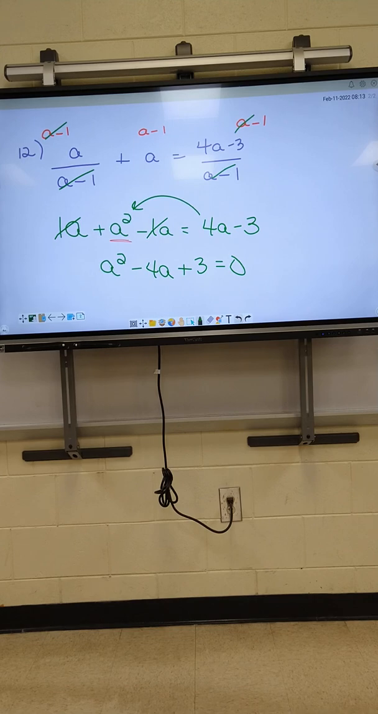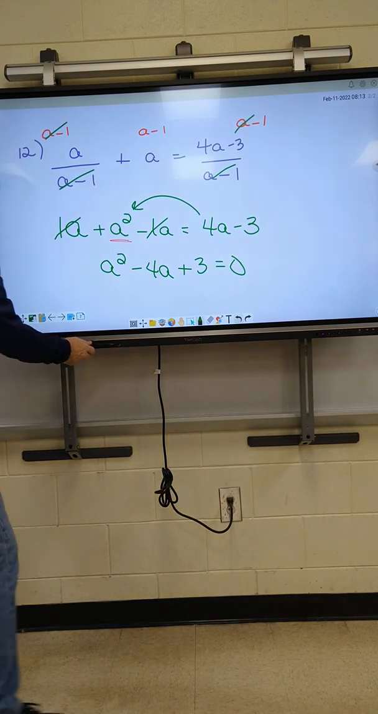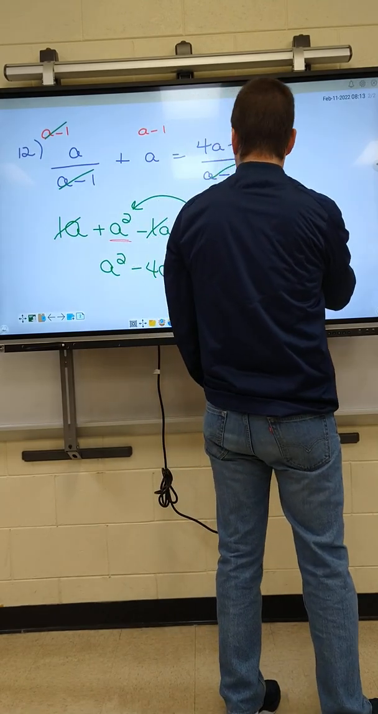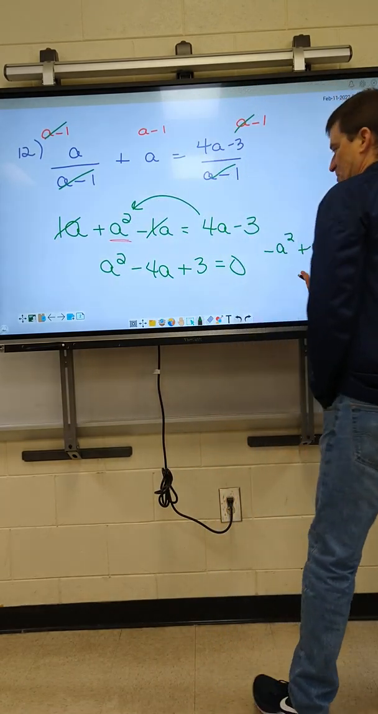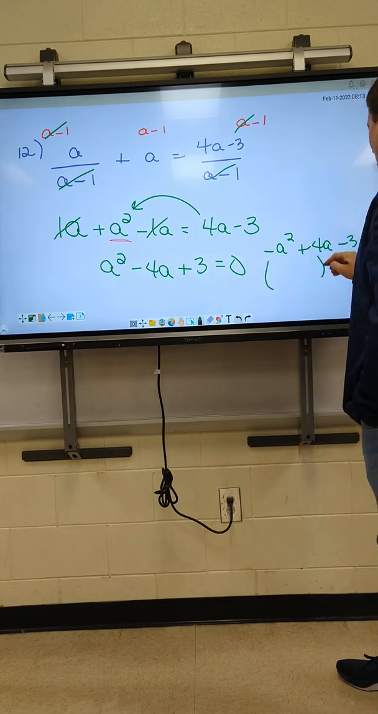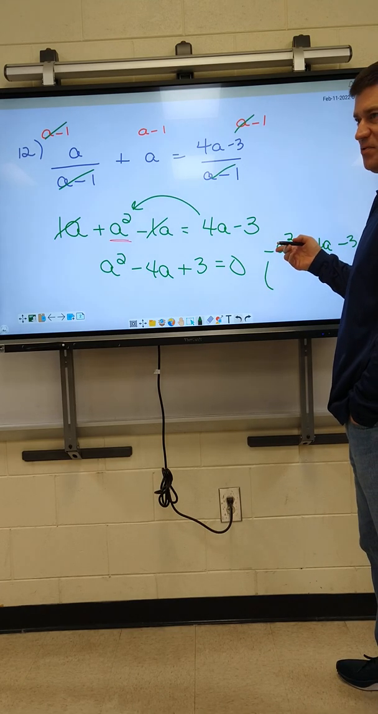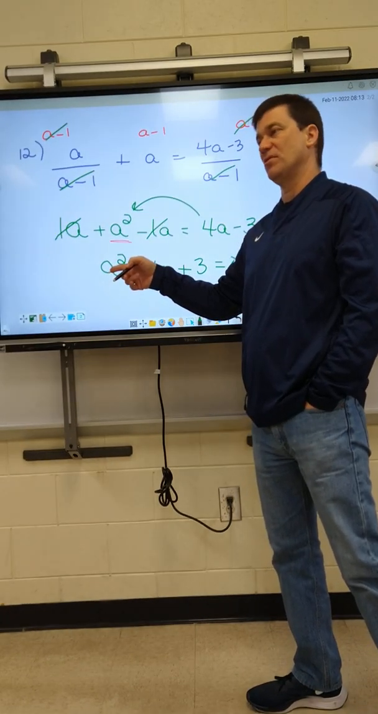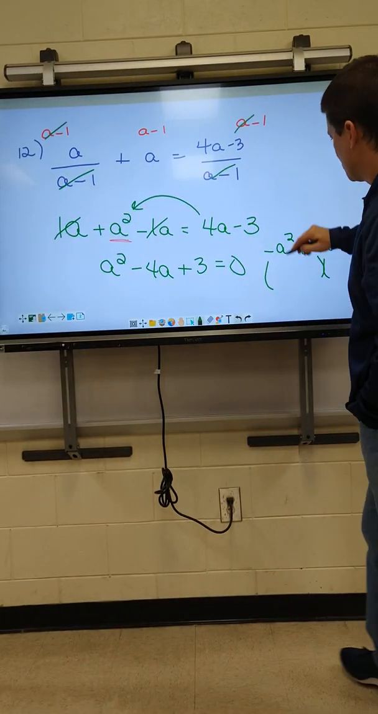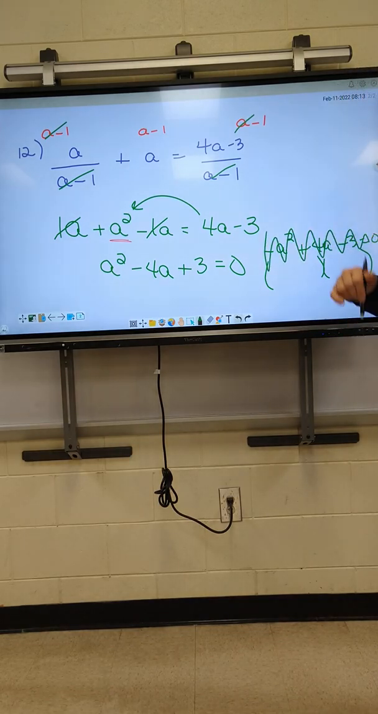Either quadratic formula or factor. Does it matter which way you take it? Couldn't you move a squared to the other side? You could, and if you did, it's going to look like this: negative a squared plus 4a minus 3. But here's the problem with that. If you're going to factor that, I've never made y'all factor anything with a negative a squared in the front. So I'm always going to move it to the side where I've got a positive a squared in the front. Does that make sense? So I wouldn't do it that way, but you could.